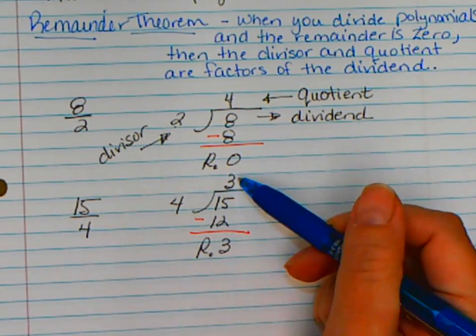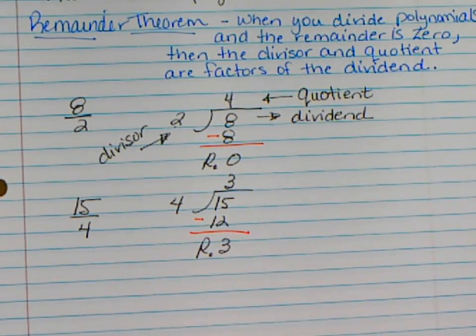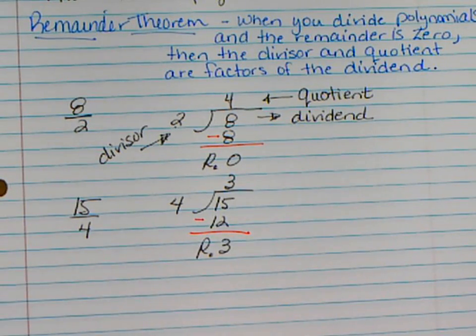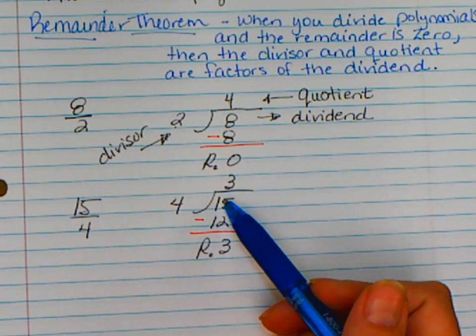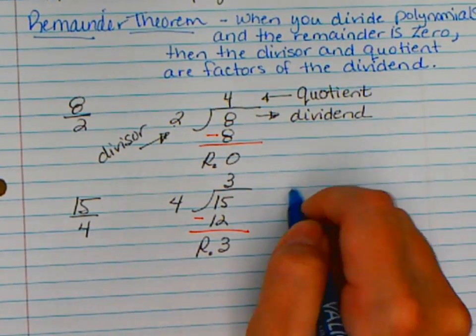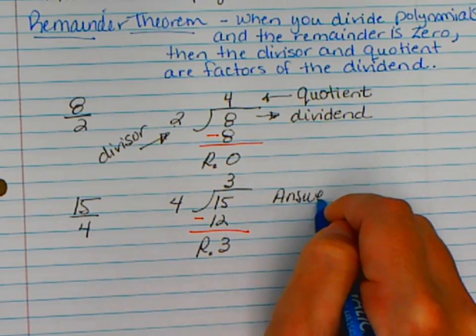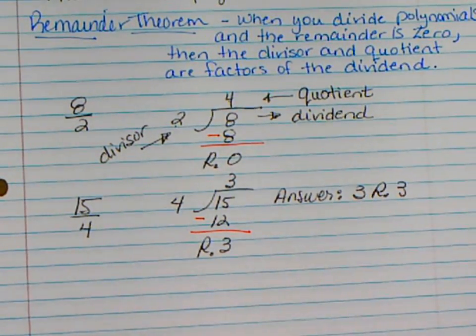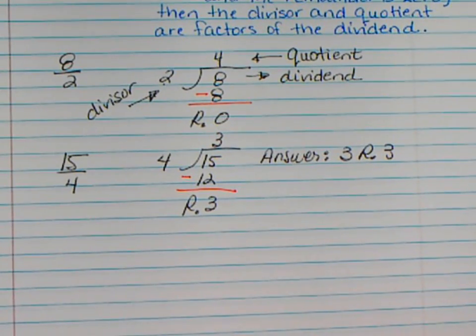So are 4 and 3 factors of 15? No. Now 3 is a factor of 15. But together, multiplied together, they're not going to give me 15. And just by knowing that the remainder is not 0, I know that they're not going to be factors of 15. Okay? So the way you might see this answer written, you may see the answer written as 3 remainder 3, or as a fraction.